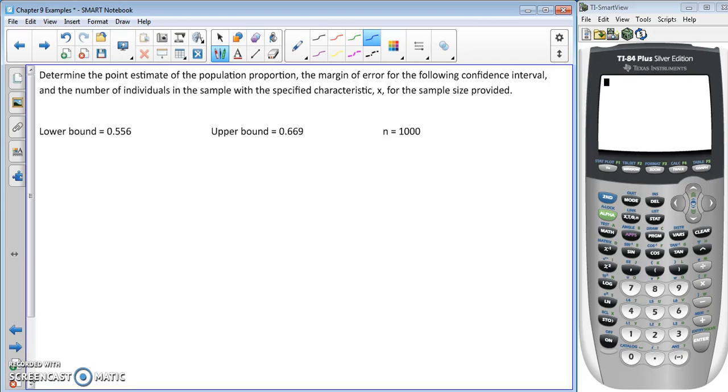Determine the point estimate of the population proportion, the margin of error for the following confidence interval, and the number of individuals in the sample with the specified characteristic X for the sample provided.